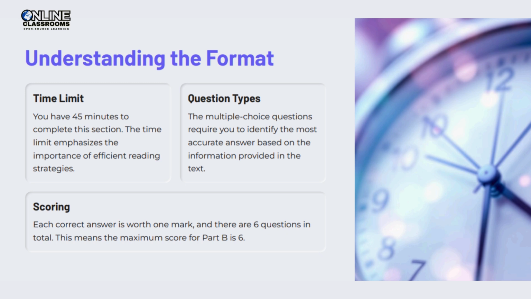Question types. The multiple-choice questions require you to identify the most accurate answer based on the information provided in the text. Scoring. Each correct answer is worth 1 mark, and there are 6 questions in total. This means the maximum score for Part B is 6.